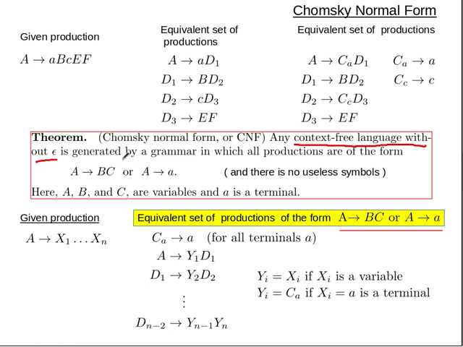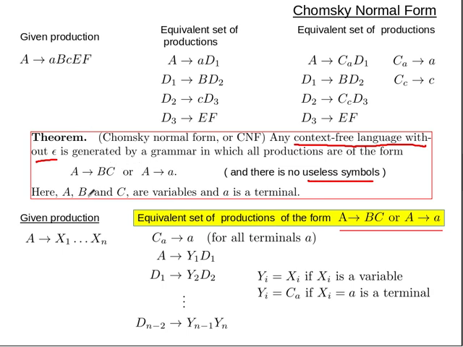So here I am saying that the language is generated by a grammar such that it has no useless symbol, and the productions are of this form. So A either goes to BC or A goes to a. That means a single variable goes to just a combination of two variables, none of these are terminals, or a single variable goes to a single terminal. A, B, C are variables and a is a terminal.